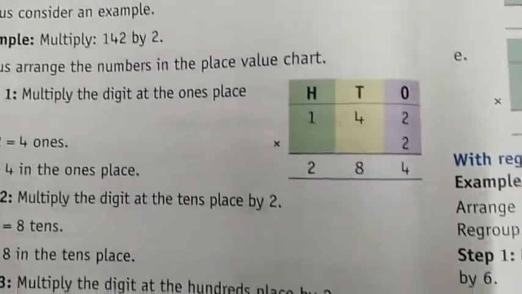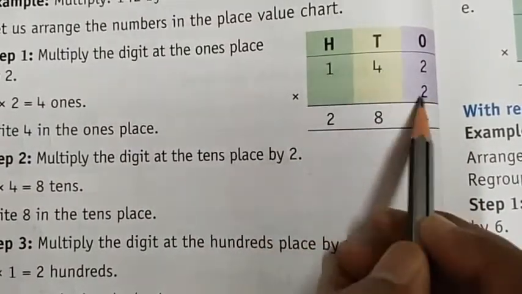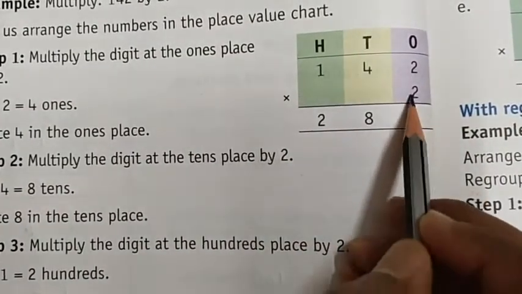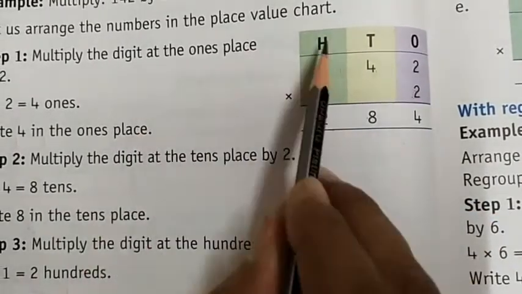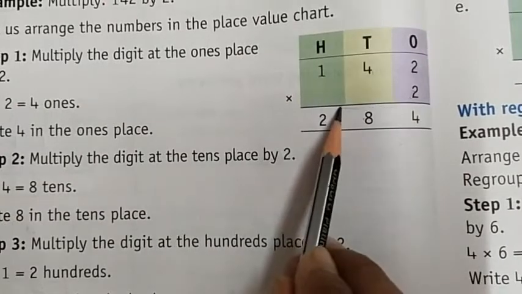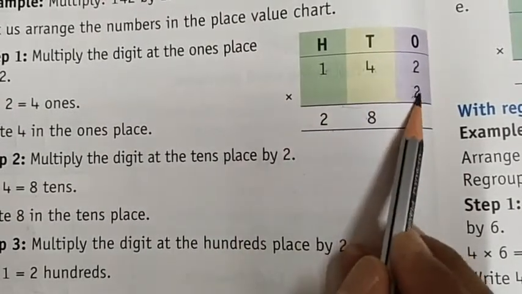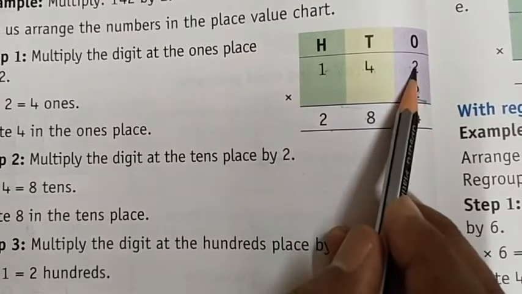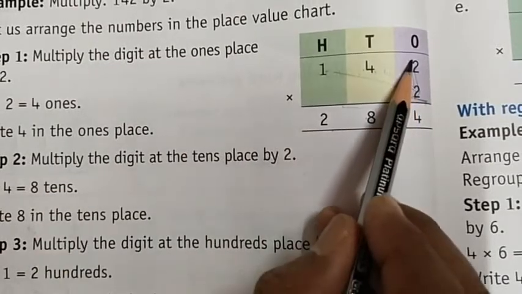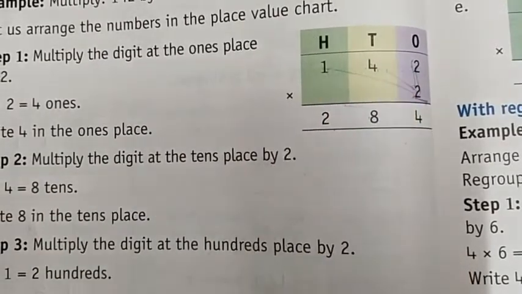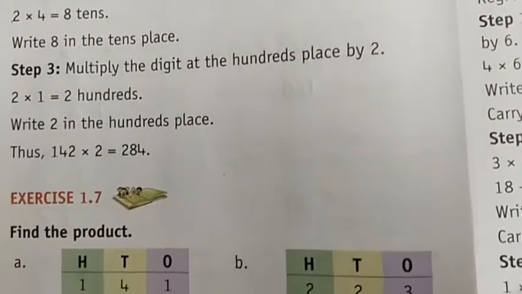Let's do this without regrouping. Simple, right? See here. 142 into 2. 2 2s are 4. 2 4s are 8. 2 1s are 2. That's it. First we have to arrange the given number into the proper places of the chart: 1s, 10s, hundreds. The 1 digit number is of course in the 1s place. We have to multiply this first with this, then this. That's it. Step 1 is multiplying this, then this, then this. The answer is 142 multiplied by 2 is equal to 284.